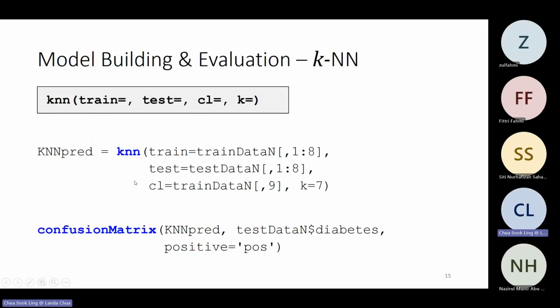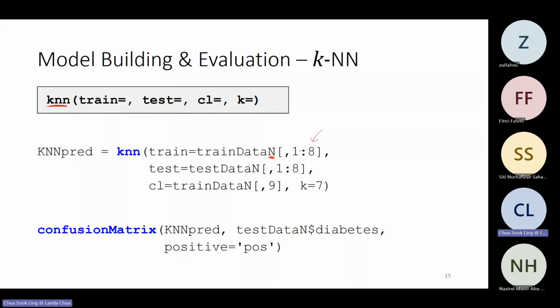For K-nearest neighbor, use this function knn in lowercase. There are a few things that you need to pass in. First is the training data set. Just note here, we are using train data N, the normalized version, not the train data. All the rows, columns 1 until 8.